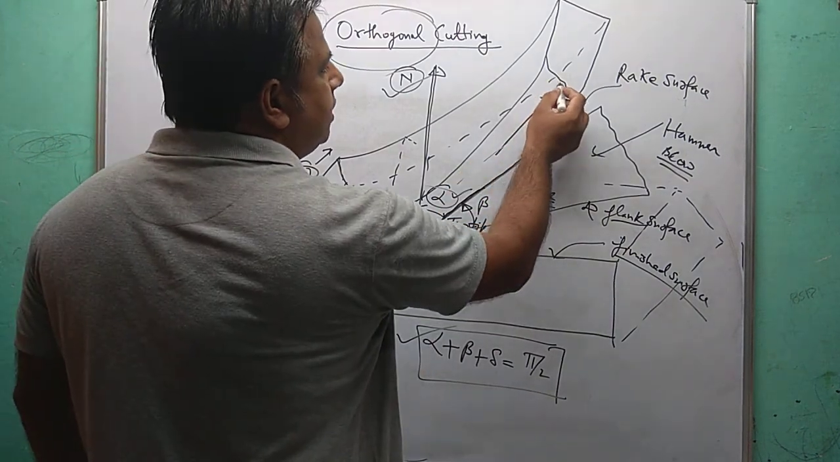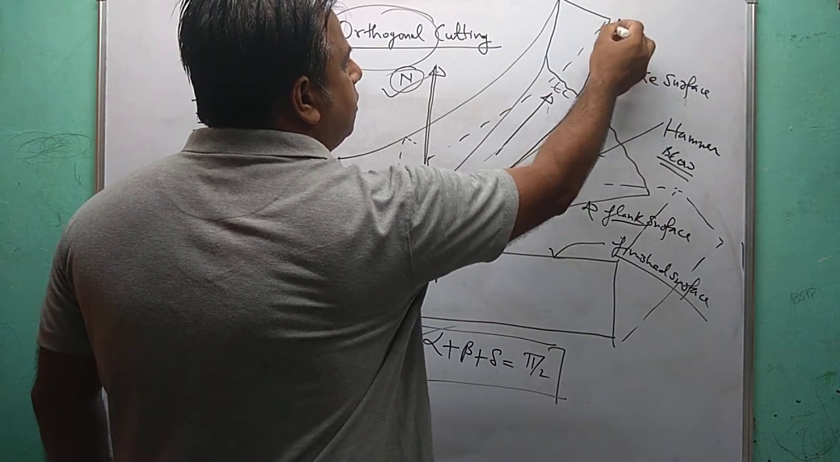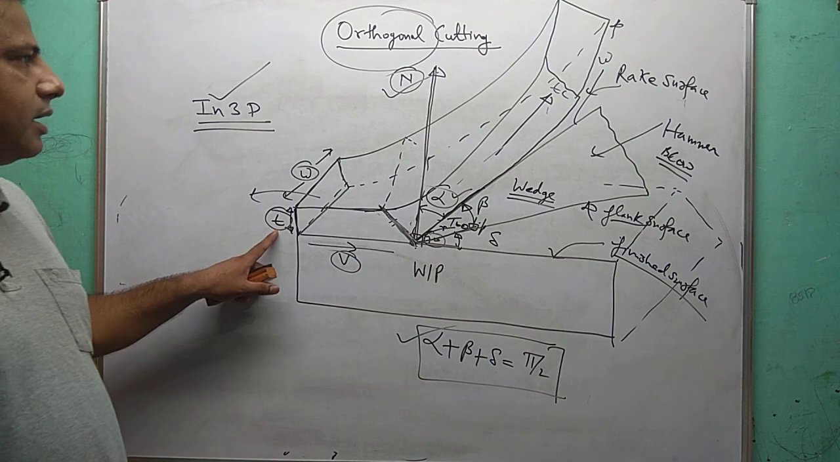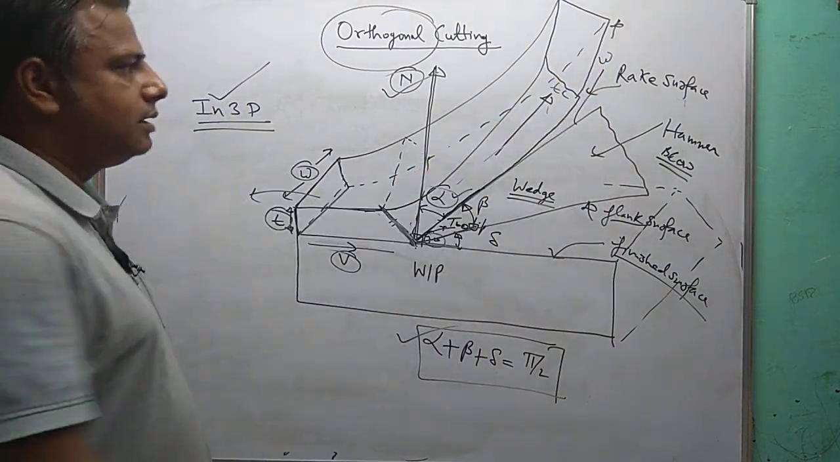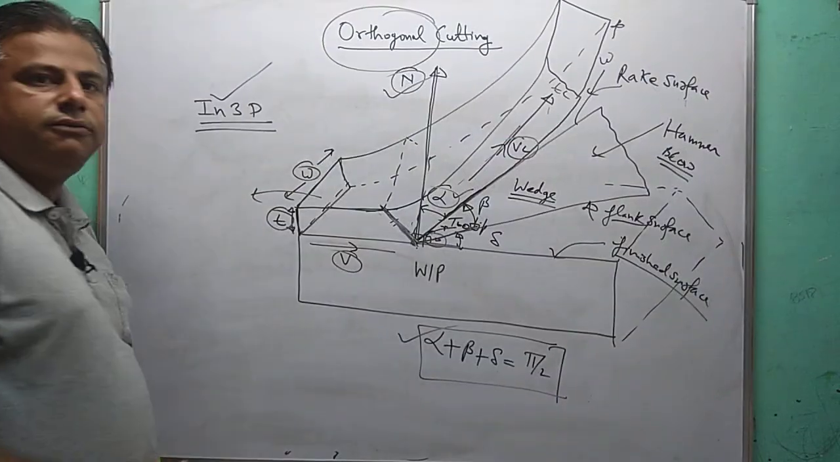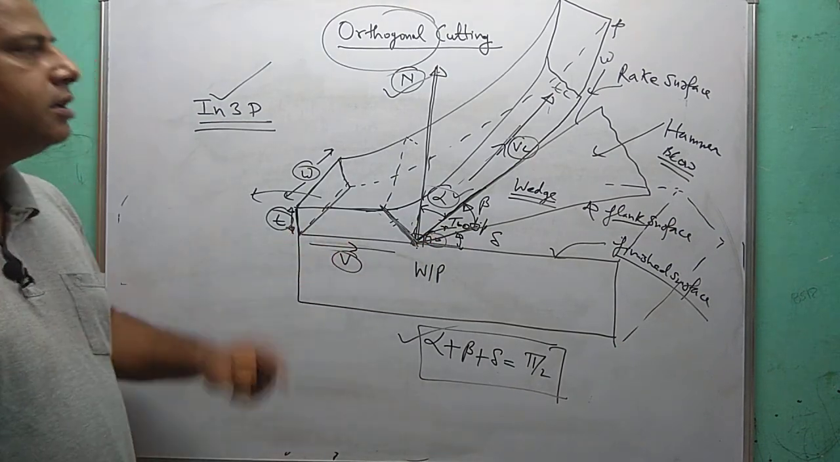Here the chip thickness we have taken is Tc, and W is the width of the chip. We are assuming and considering that the width of the uncut layer and the width of the chip remain constant. This is the velocity of the chip. In this direction the chip flow takes place. So the chip flow velocity is Vc, and here the cutting velocity is V.